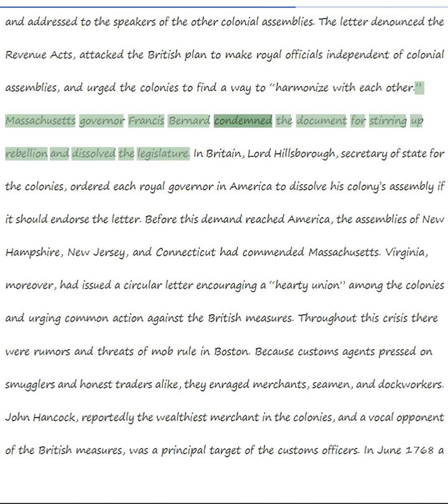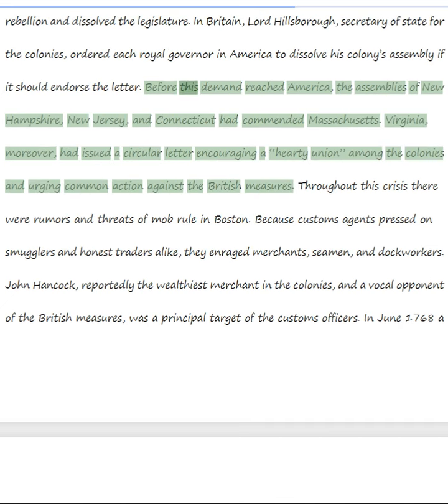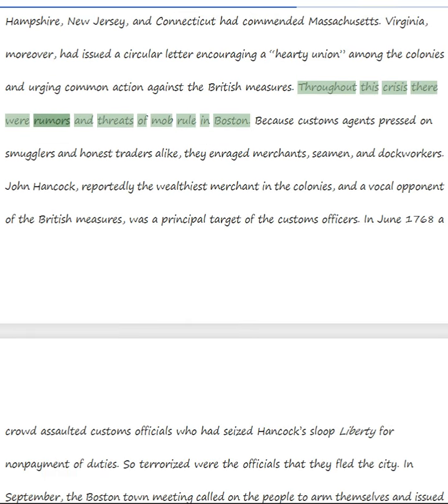Massachusetts Governor Francis Bernard condemned the document for stirring up rebellion and dissolved the legislature. In Britain, Lord Hillsborough, Secretary of State for the Colonies, ordered each royal governor in America to dissolve his colony's assembly if it should endorse the letter. Before this demand reached America, the assemblies of New Hampshire, New Jersey, and Connecticut had commended Massachusetts. Virginia, moreover, had issued a circular letter encouraging a hearty union among the colonies and urging common action against the British measures. Throughout this crisis there were rumors and threats of mob rule in Boston.